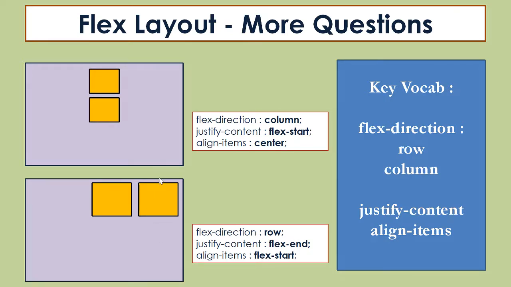And again, if we look at the aligned items, because it's a row, it's this way, we're looking at the start, or the flex start, which is on the left. So hopefully you've got a better idea of how these layouts work. We're now going to be using it to create our skeleton.